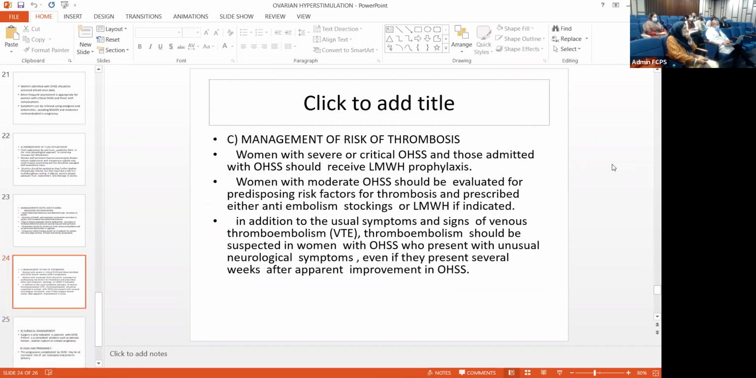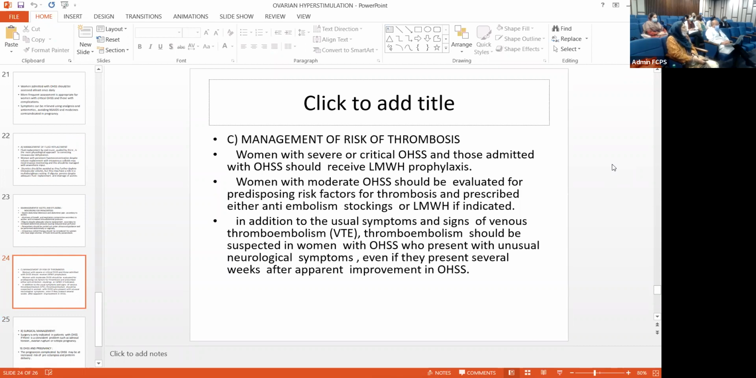Management of the risk of thrombosis. Women with severe or critical OHSS and those admitted with OHSS should receive low molecular weight heparin prophylaxis. Women with moderate OHSS should be evaluated for predisposing risk factors for thrombosis and prescribed either anti-embolism stockings or low molecular weight heparin if indicated.